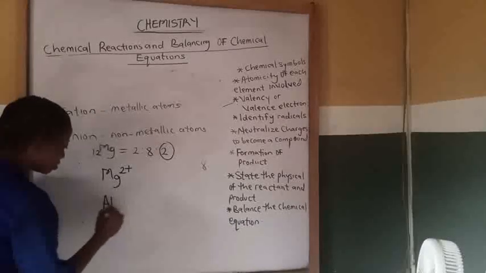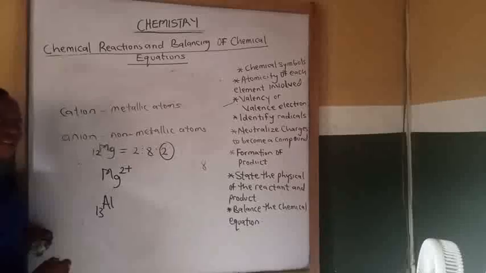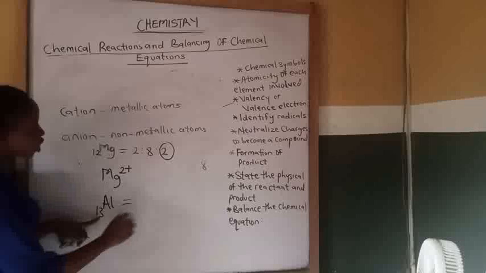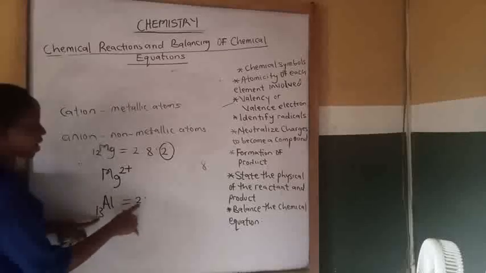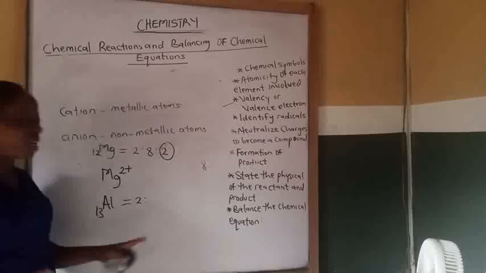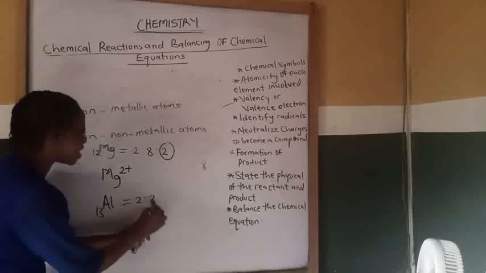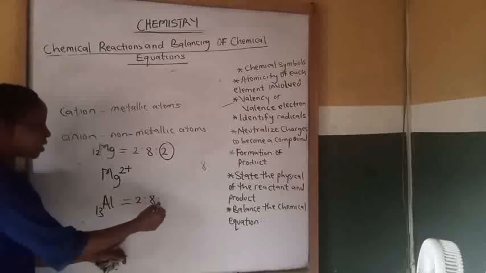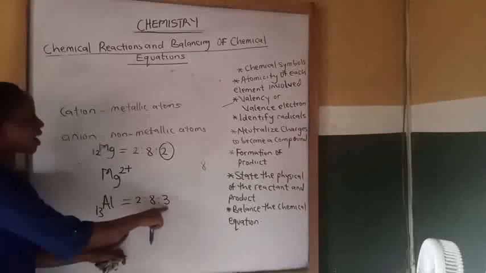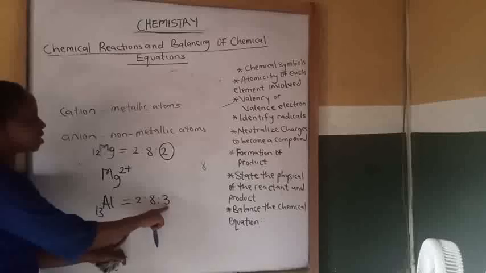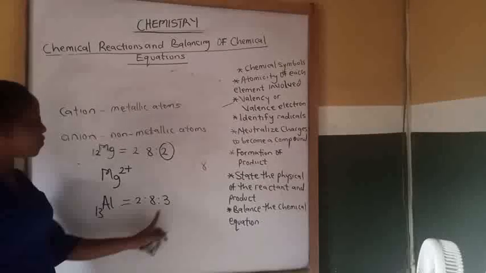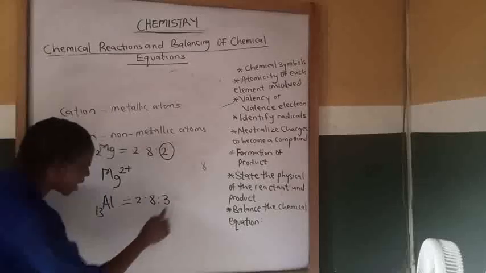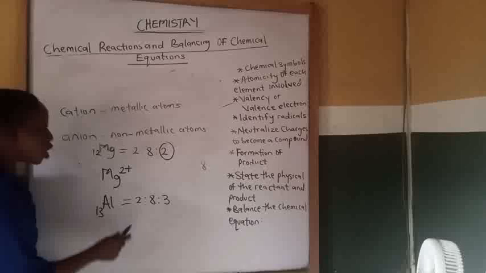Then aluminium. Aluminium is number 13. The first shell will carry 2. Don't forget that the first shell will not carry more than 2 electrons. Then the second shell will carry 8. So out of 13, 2 plus 8 is 10. The remainder is 3. So the last shell, called the valence shell, carries 3. So the valence electron for aluminium is 3, so the aluminium ion, or the valence of aluminium, will be 3+.